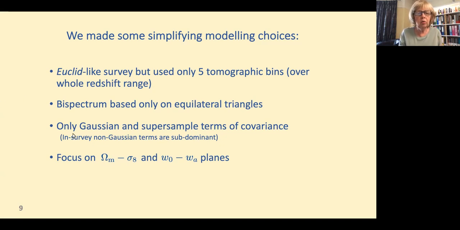And we also looked at this in quite a lot of detail and decided that we could discard the in-survey non-Gaussian terms from the covariance, just use the Gaussian and supersample terms. And finally, as a simplification or a narrowing down of our analysis, we just looked at 2 sets of cosmological parameters, omega matter and sigma 8, and 2 dark energy parameters.